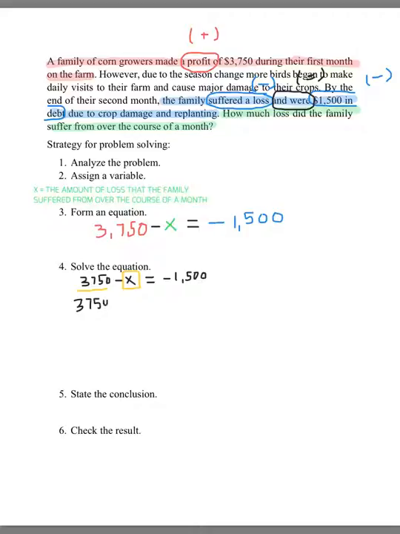3,750 minus x, and that's going to be equal to negative 1,500. And now, as mentioned, we're going to have to subtract 3,750 from both sides.